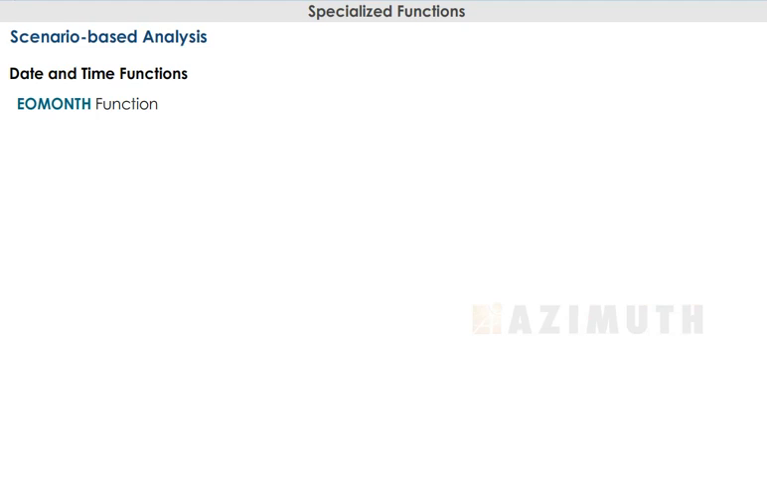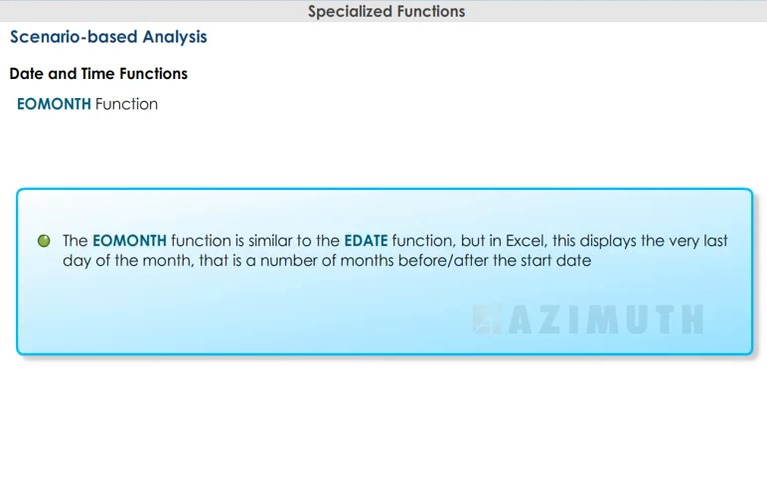EOMonth function. The EOMonth function is similar to the EDate function, but in Excel, this displays the very last day of the month, that is a number of months before or after the start date. Syntax: EOMONTH(start_date, months). Now we will see the time function.